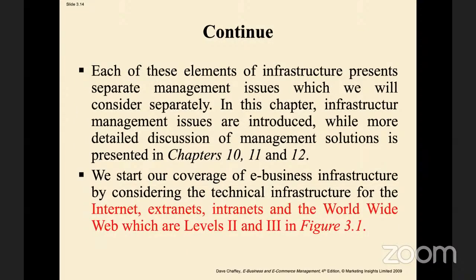Each of these elements of infrastructure presents separate management issues which we will consider separately. In this chapter, infrastructure management issues are introduced, while more detailed discussion of management solutions is presented in chapters 10, 11, and 12. So later on, the more detailed versions of these concepts are in those chapters. We start our coverage of e-business infrastructure by considering the technical infrastructure for internet, extranets, intranets, and the World Wide Web, WWW, which are level 2 and 3 in figure 3.1.